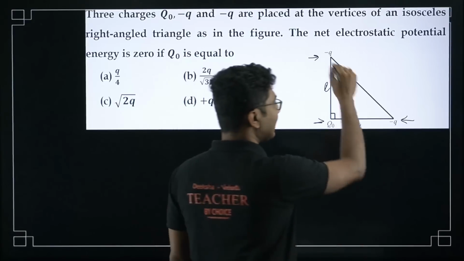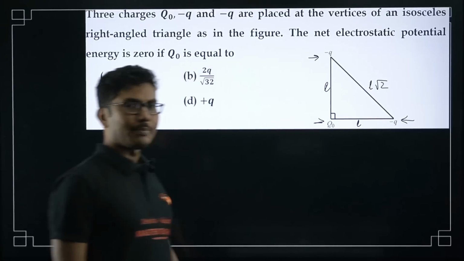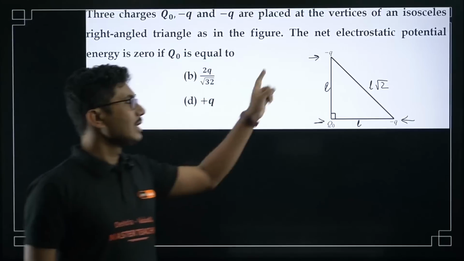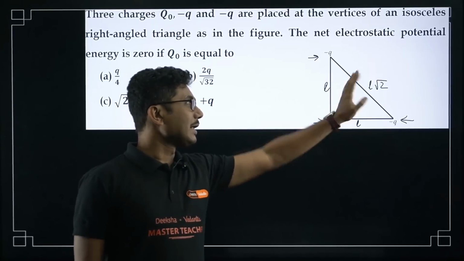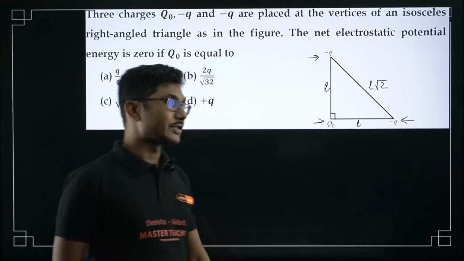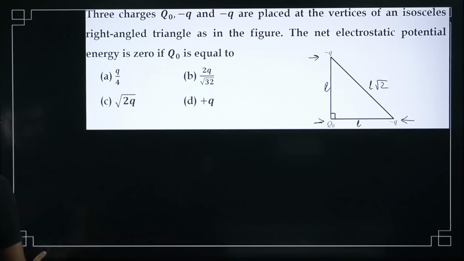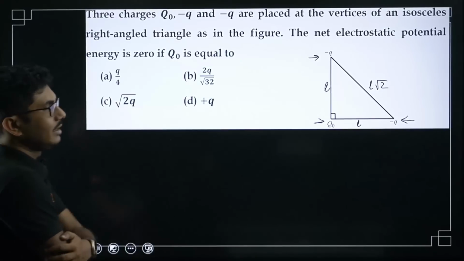So what is the length of this side? This will be L root 2, right? You can apply Pythagoras theorem, or you can remember it. This is like a square, but half of the square is missing, so it is just like the diagonal of a square, which is a root 2, here L root 2. These are very standard formulas.